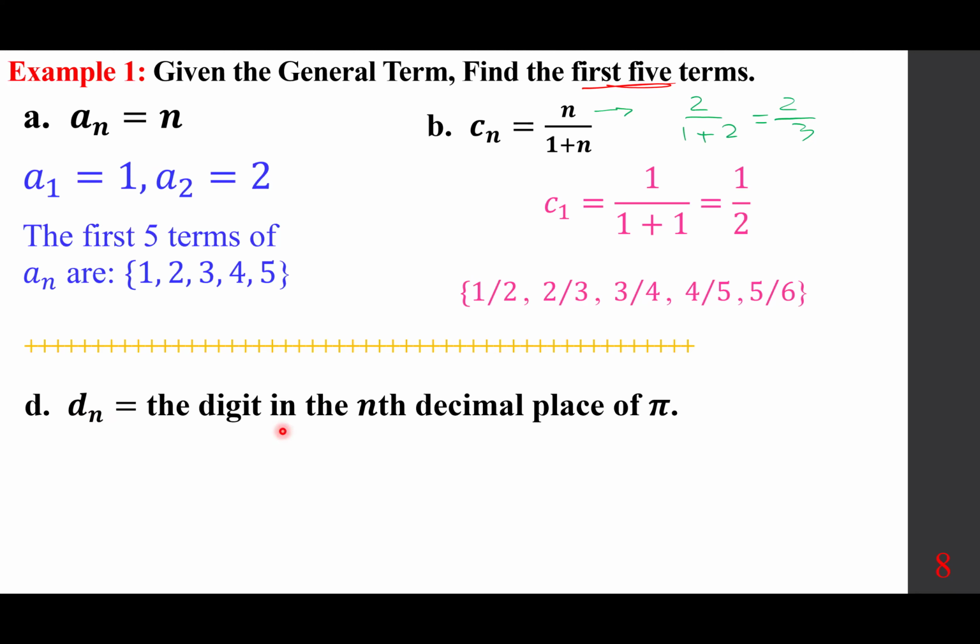d sub n, the digit in the nth decimal place of pi. We want to come up with that, everybody. To do so, notice pi is not 3.14. So what is pi? 3.14159 continues indefinitely. And that's the idea.